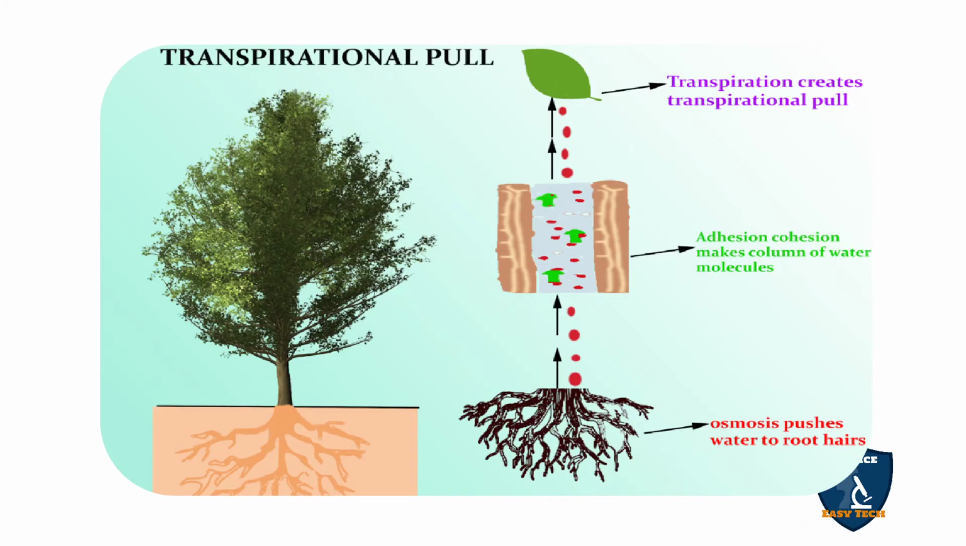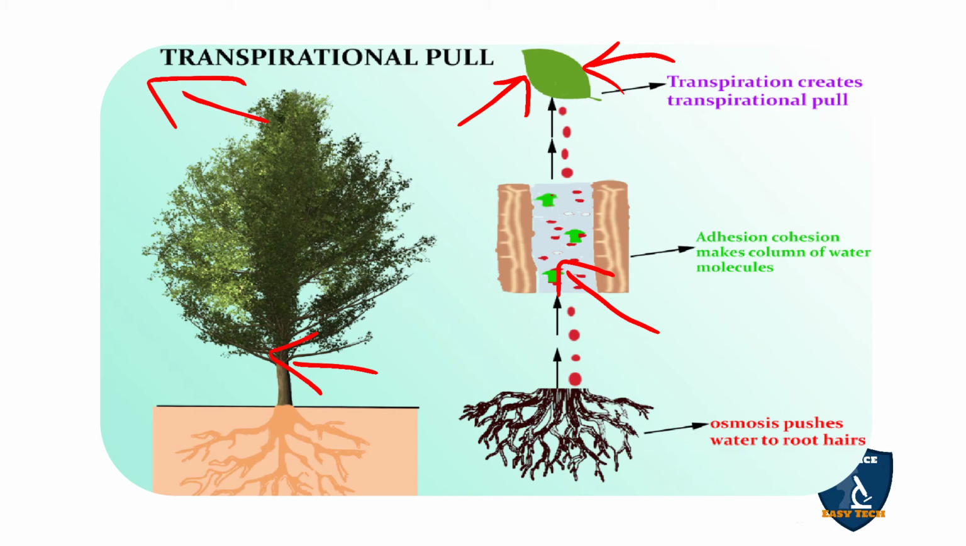Now this is a tall plant. From the leaves the water is evaporated. The pressure is created in the xylem due to this transpiration. From the leaf the water is going out, evaporating, so a pressure is created in the leaves, and the same pressure is created in the stem of the plant also. That pulling pressure is because of transpiration, so it is called transpirational pull.